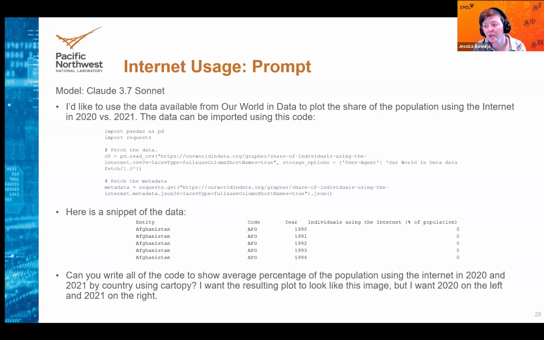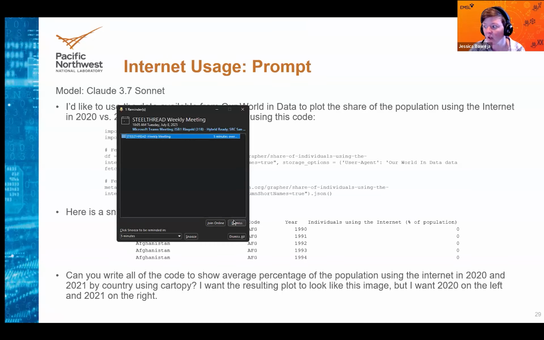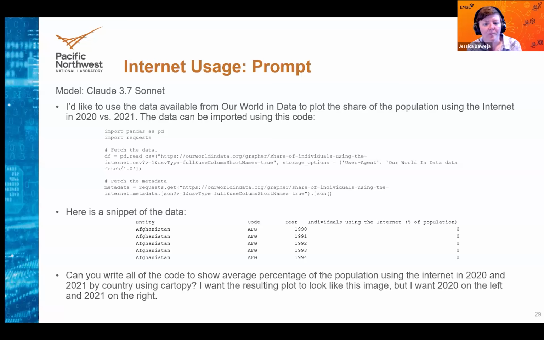for comparing internet usage. And the model I'm going to use here is Claude 3.7 Sonnet. This is a model that comes out of Anthropic. It tends to be reasonably good at coding. There's some variability between models in terms of performance on coding tasks. And so that's the one that I picked here.